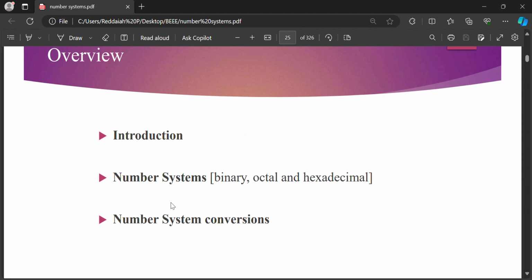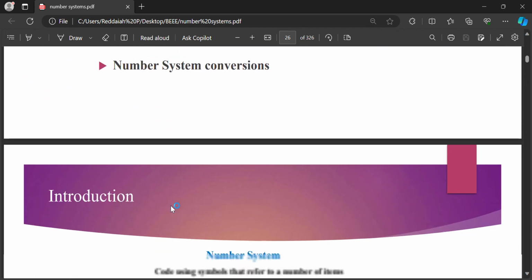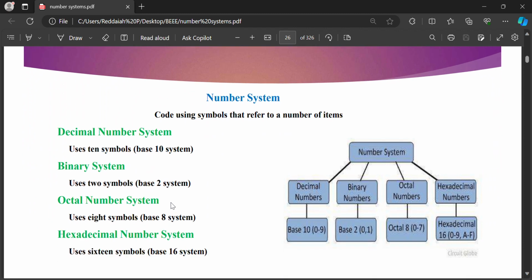Number system, how to convert? Let us see that. How many types of number systems are there? The number systems are classified based on radix. The radix is the count of numbers: how many numbers are present in one system? The symbols used in the decimal number system are 0 to 9, whereas the binary number system has 2 symbols only.